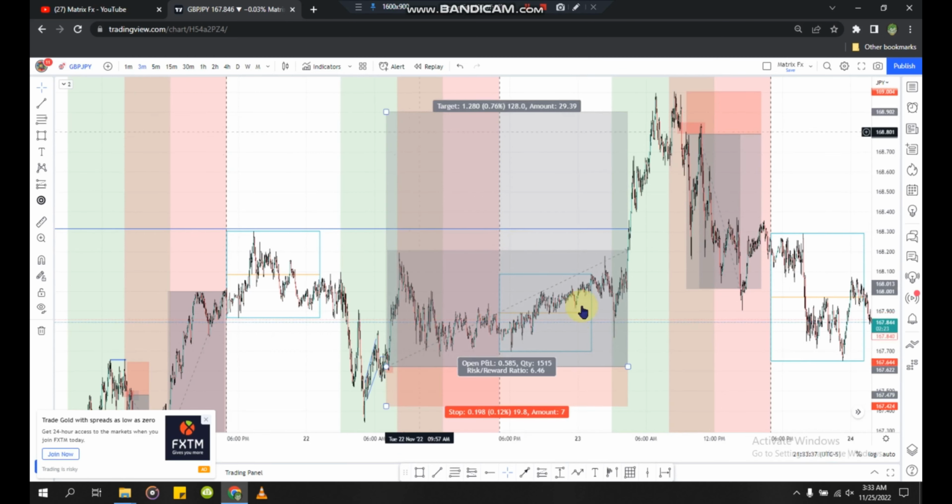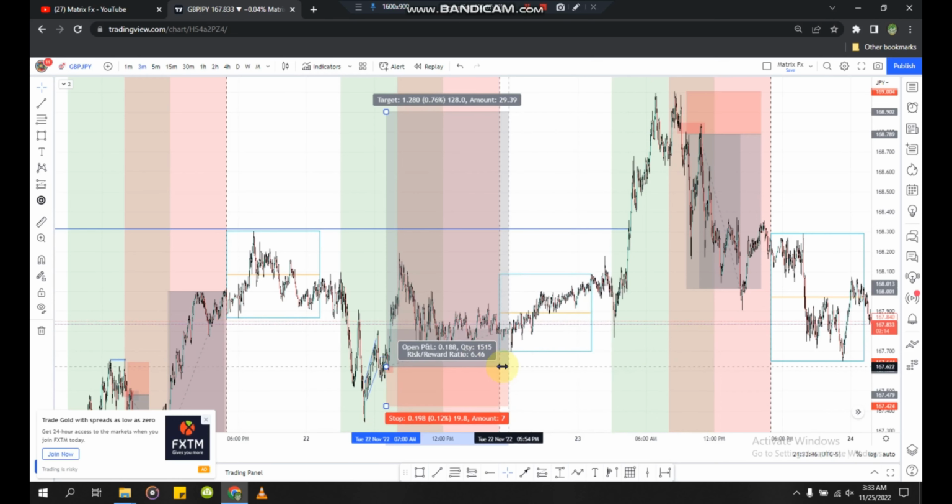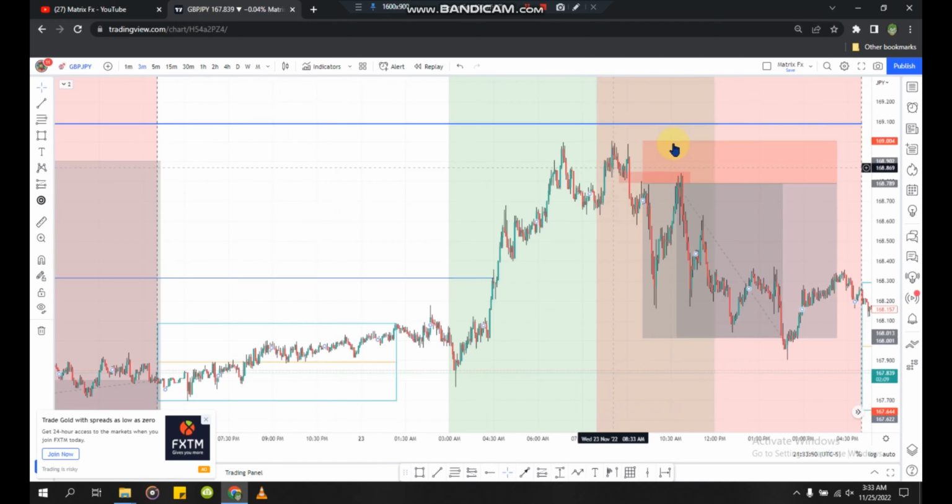So if you were to hold it till the next day, you can see that 1:6. Even with this big of a stop loss, you're still getting 1:6. I think that's fair enough to classify the strategy as good. So I think this is the objective.